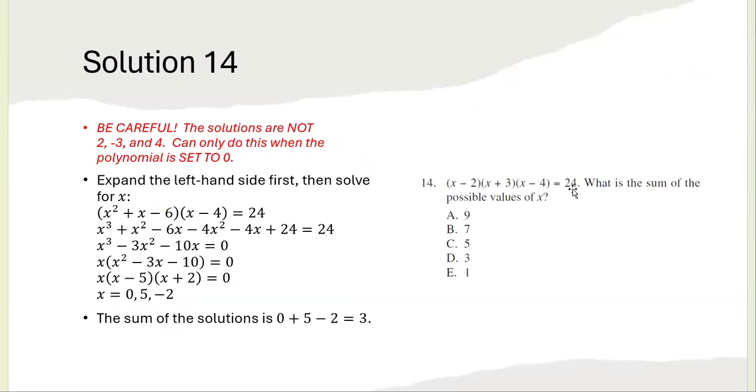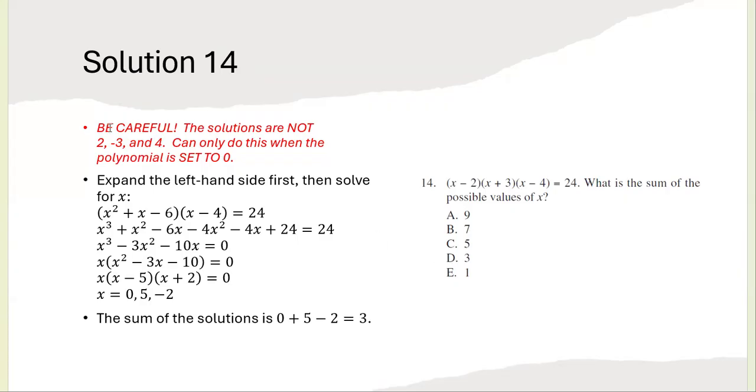Okay, so unfortunately, we got to expand this whole left-hand side out. And then once you do, you get this line right here. So you can subtract 24 on both sides. So you get this over here after you combine like terms as well. And then there's a common factor of x in everything, so I factored that out. And this is a quadratic that's factorable as x minus 5, x plus 2. So our solutions are 0, 5, and -2. And if we sum this up, we get 3.